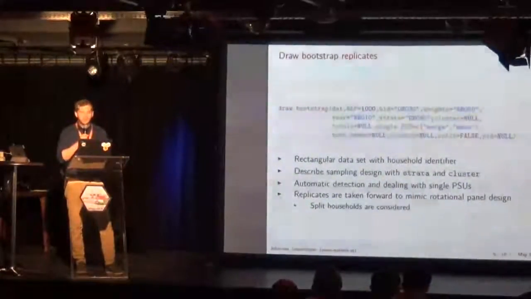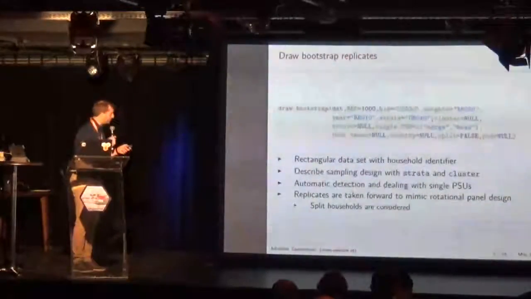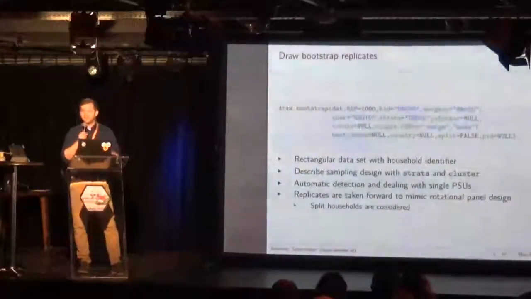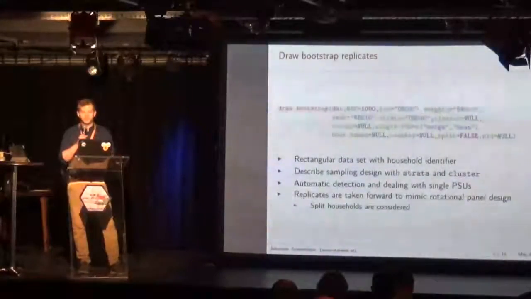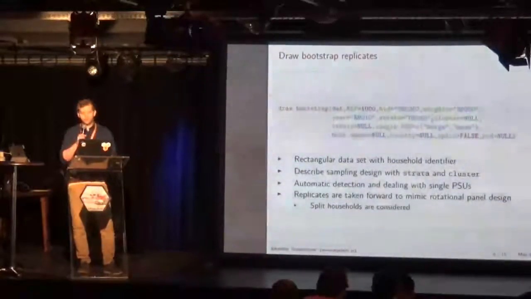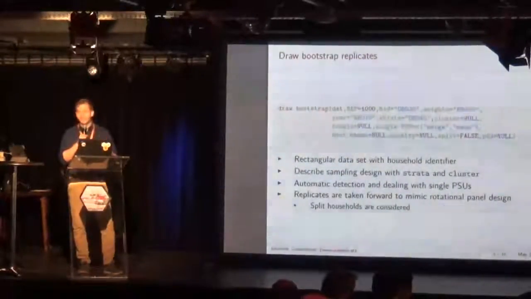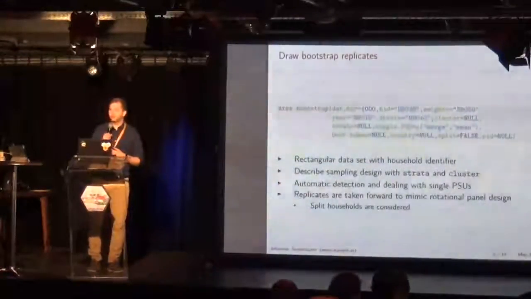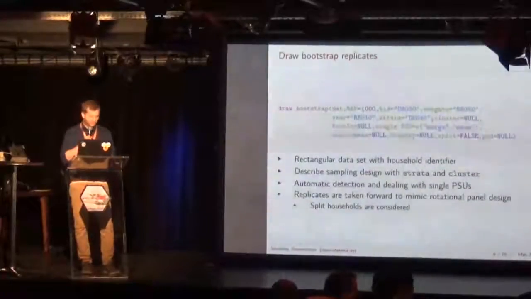For the bootstrap replication, you just plug in your data and then describe the structure of your data. Using this strata and cluster, you can easily imply any sampling design you want. So it just takes 2-stage, 3-stage, 4-stage. It doesn't matter. They can be stratified, not stratified. It takes whatever you need. And the bootstrap replicates themselves replicate this panel rotation, so they are similar to the rotating panel design that is in the original data.